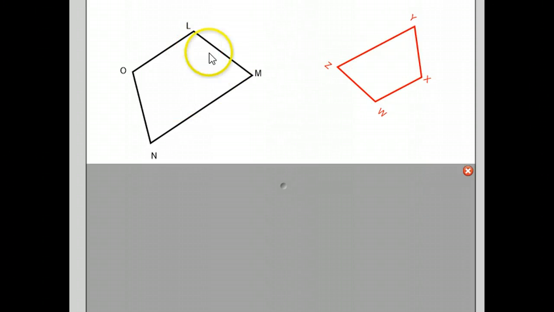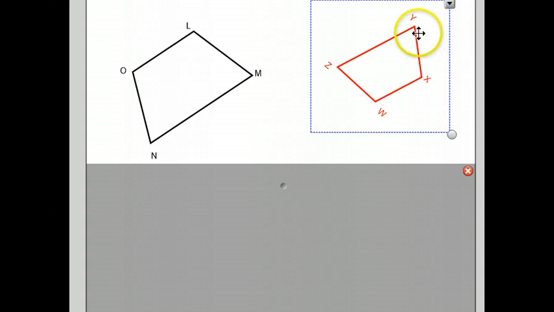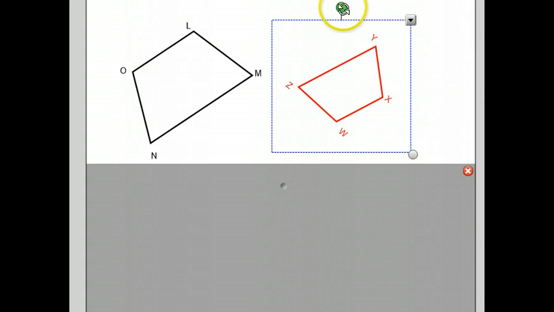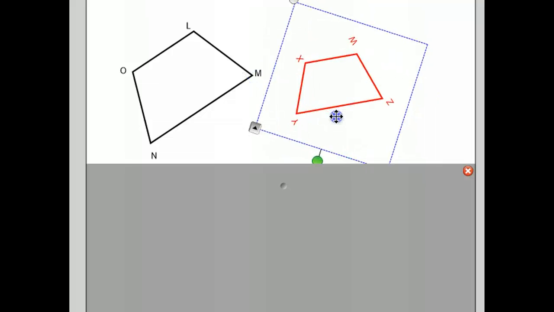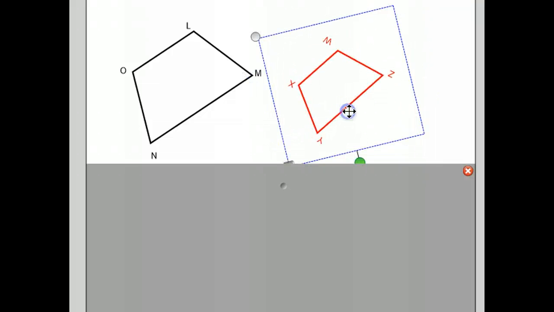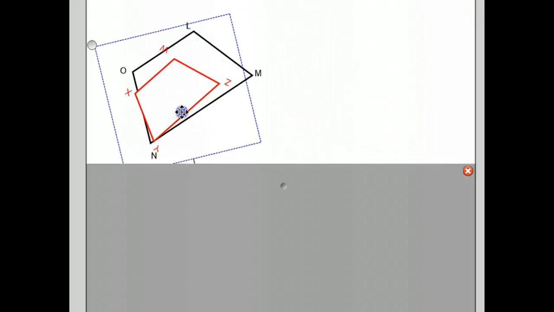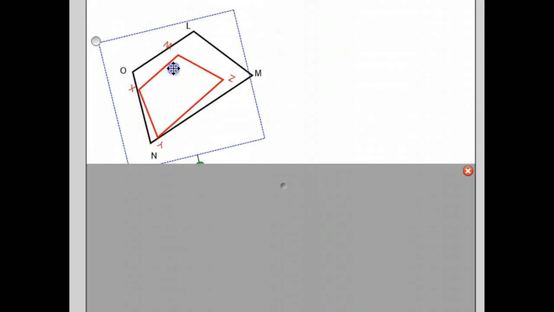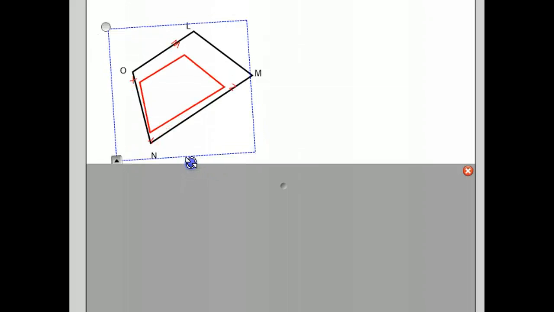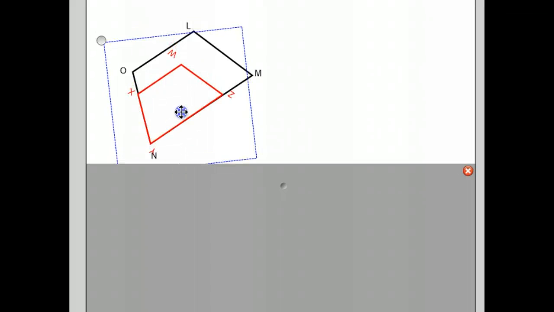Here we have two quadrilaterals, and actually they're trapezoids to be more specific, but we're going to see which sides and angles correspond to one another. So if I were to take this one and change the orientation of this trapezoid so it would match the orientation of the black trapezoid and place it on top of the other trapezoid, I can see that they are related in some sense, that the angles are related to one another.